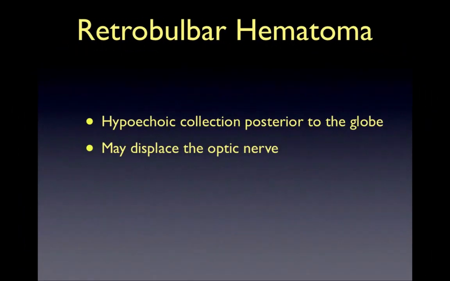Ultrasound can be used to evaluate retrobulbar hematoma. You can see the area, the retrobulbar space on ultrasound. And if there's a hypoechoic collection posterior to the globe, that could be concerning, especially in the right clinical setting. The retrobulbar hematoma can displace the optic nerve.